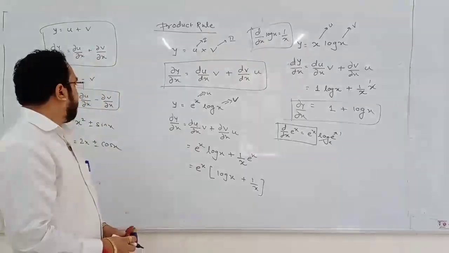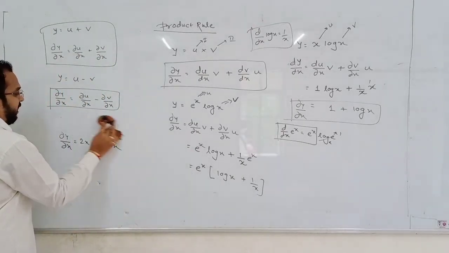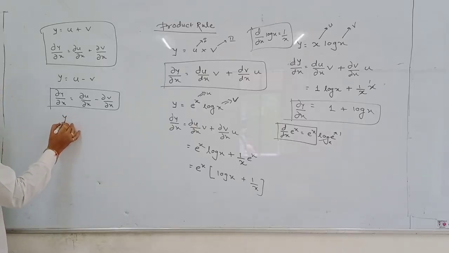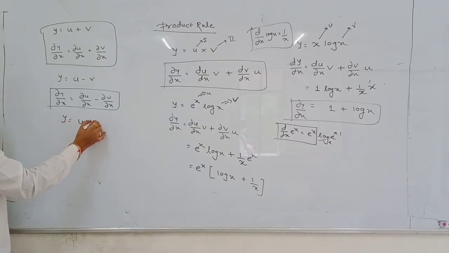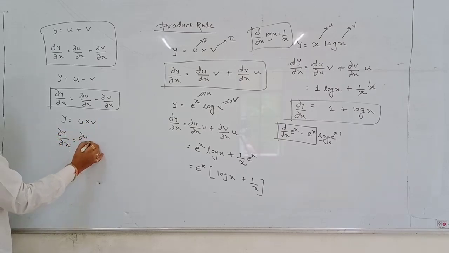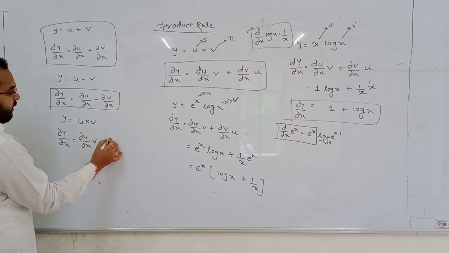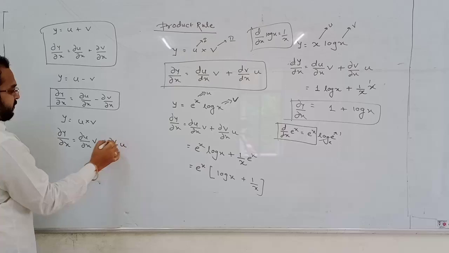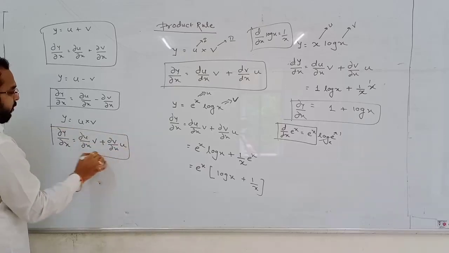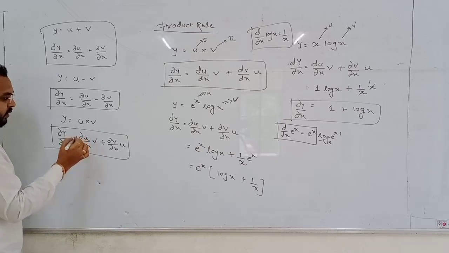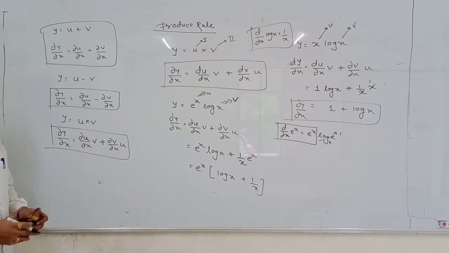Okay. I will write here. I will summarize what is product rule. If y is equal to u into v, then dy by dx is equal to differentiation of first into second function plus differentiation of second into first function. Why I have written differentiation of first function initially? That I will tell you.